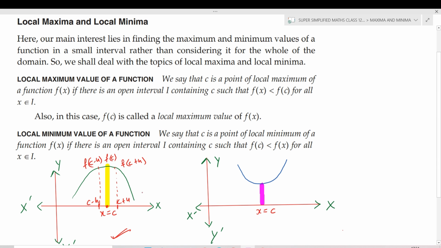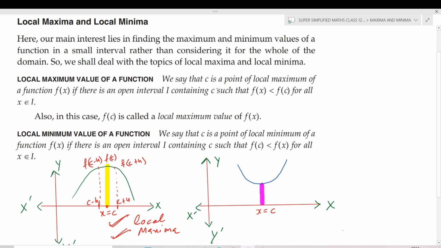That means the value of the function at the point C is more than the value of the function at its neighboring points. In that case, x equal to C will be called the point of local maxima, and the corresponding value f(c) will be called the local maximum value of the function. Here you can go for the definition.